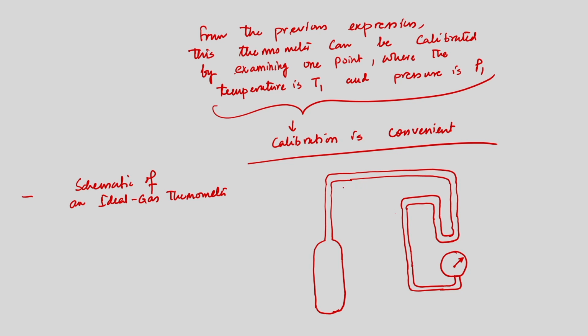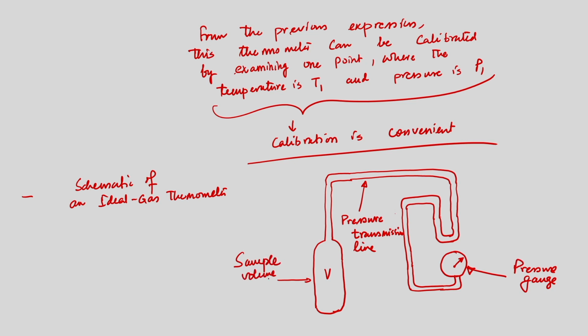So, this is the pressure transmission line, this is the pressure gauge, and this is, as I said, the sample volume V. So, this is the schematic of an ideal gas thermometer.